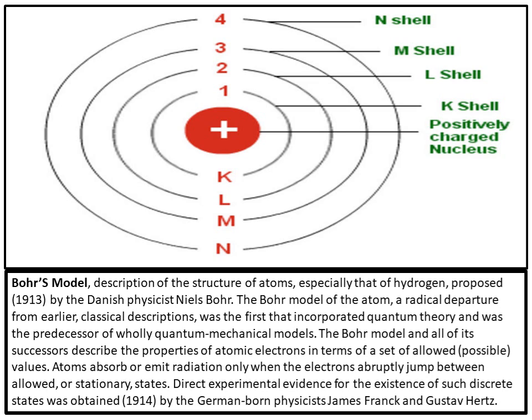The Bohr model and all of its successors describe the properties of atomic electrons in terms of a set of allowed, meaning possible, values. Atoms absorb or emit radiation only when the electrons appropriately jump between allowed or stationary states. Direct experimental evidence for the existence of such discrete states was obtained in 1914 by the German-born physicists James Franck and Gustav Hertz.